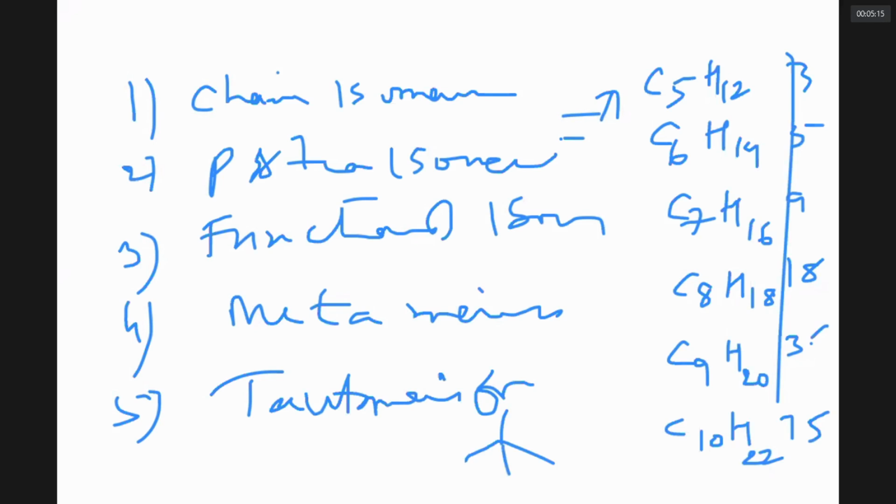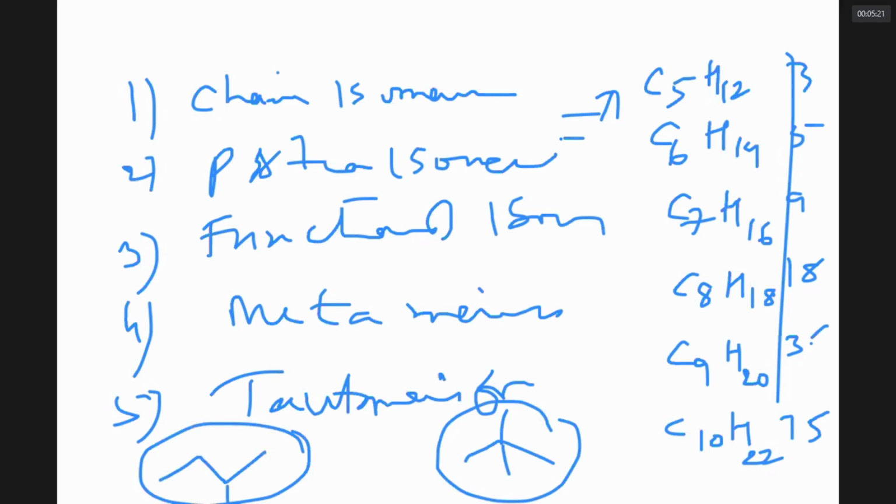What is the common name of this compound? Neopentane, isopentane. Neopentane has maximum branches. Isopentane has one branch. Can you see that? Yes. So we know all that, right?